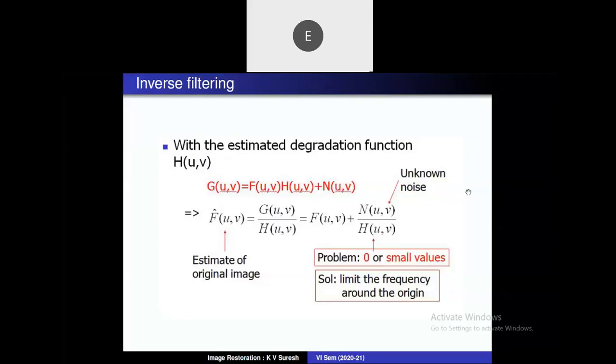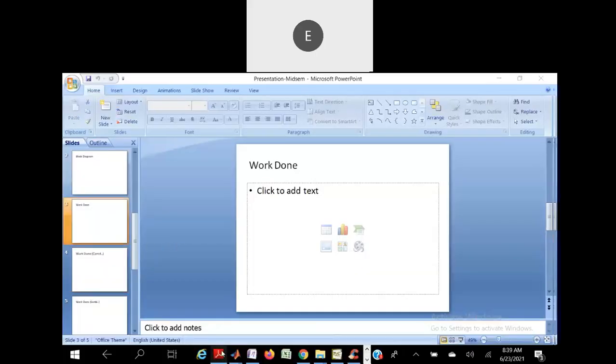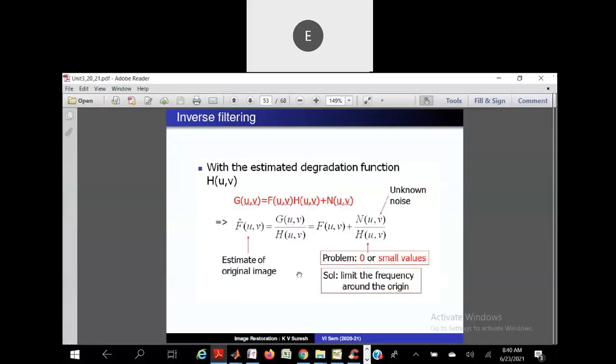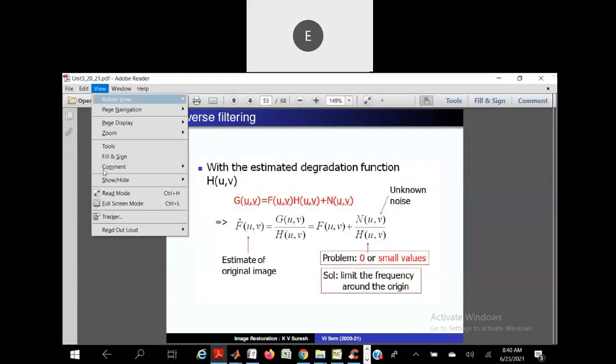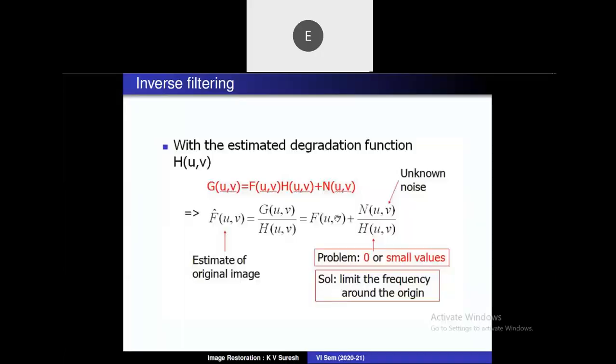So the problem lies in this equation. Is the slide visible? Yes, sir. Okay. So the problem lies in this equation. What is the problem? First of all, noise is unknown. We have learned how to estimate it, but that is only an approximation. So noise is unknown.